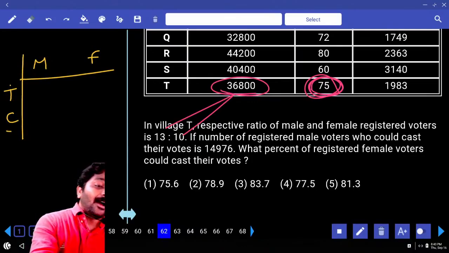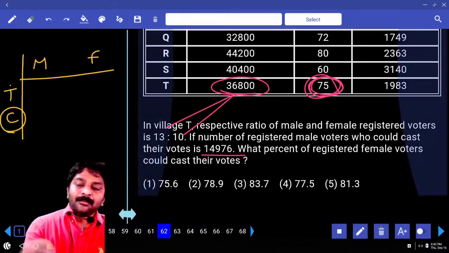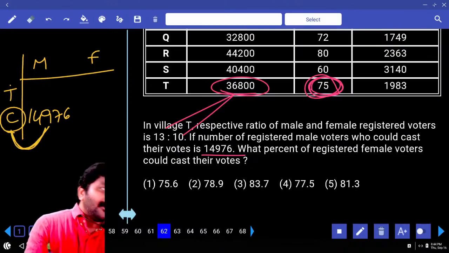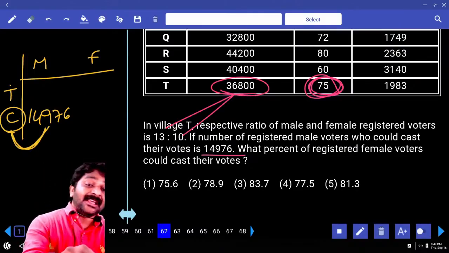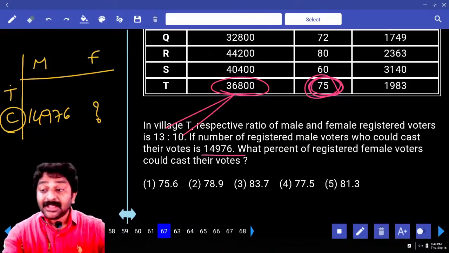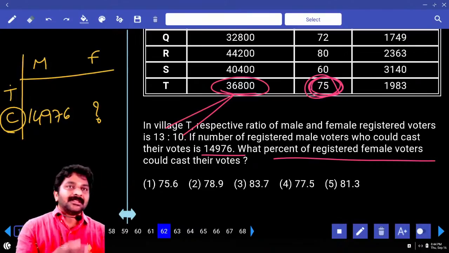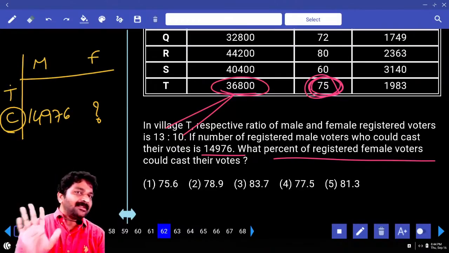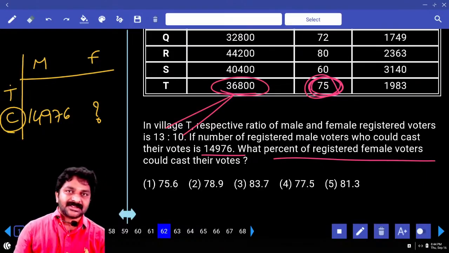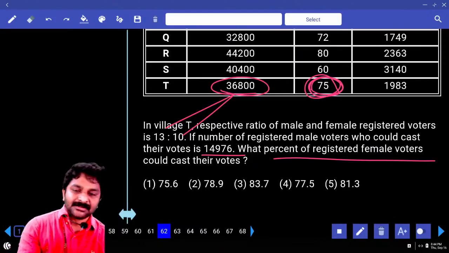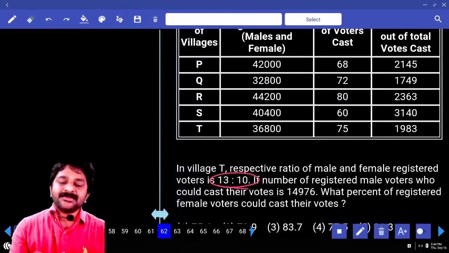So first we have to calculate how many people have cast their vote, and then the male number 14,976 is there. The total who cast their vote includes both male and female. From that we have to subtract 14,976. Then you will get the females who cast their vote. Still you are not done with the answer. And then we have to calculate the percentage. So this is going to be lengthy and time taking. So if I were to answer this question in the examination hall, I will skip. It is not that I don't know how to answer this question. I know, but it still takes more time because of the number of steps involved. Hope you got the point. So now let's start and verify it. How many parts do we have in total?